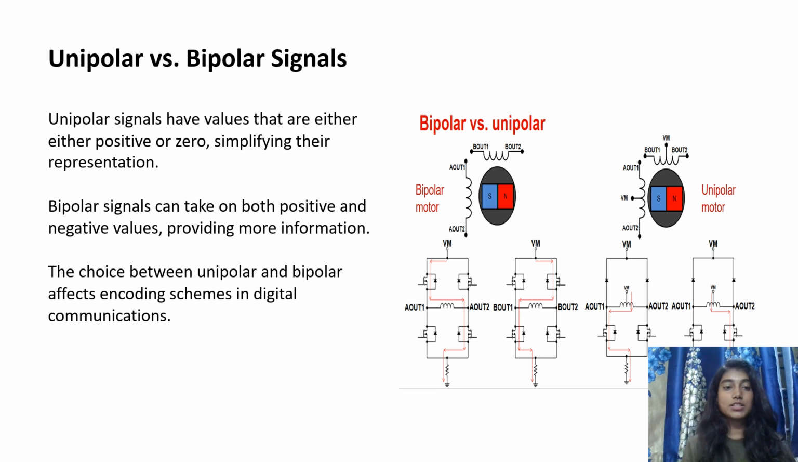Last but not least, we have unipolar and bipolar signals. Unipolar signals have values that are either positive or zero, simplifying their representation. Bipolar signals can take on both positive and negative values, providing more information. The choice between unipolar and bipolar affects encoding schemes in digital communication.